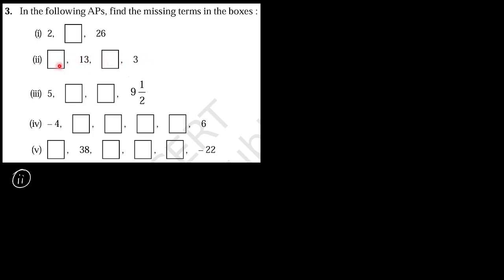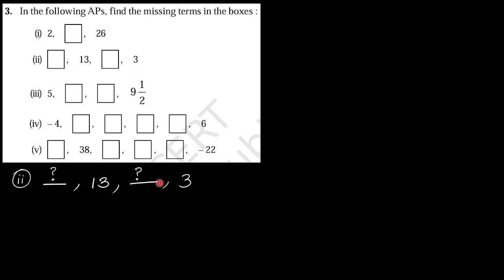This entire thing is in arithmetic progression. The first term is missing. The second term is given as 13. Then there is a missing term. Then 3. We have to find out these missing terms. A and D are required. Understood? A and D both are required for finding the missing terms in every question.